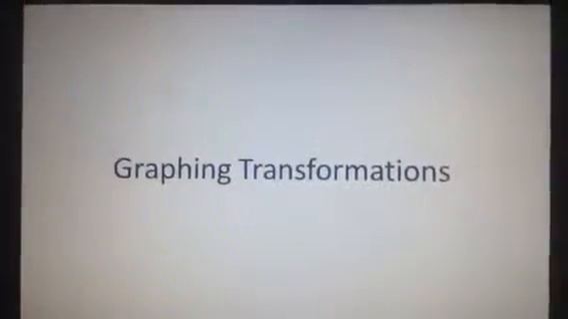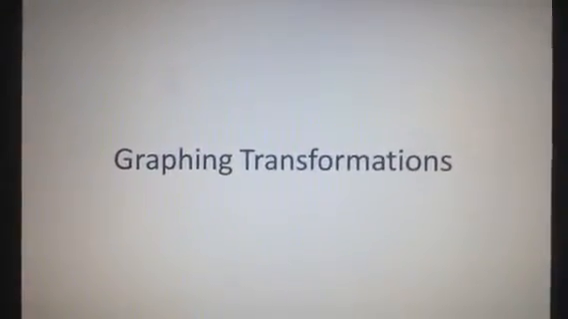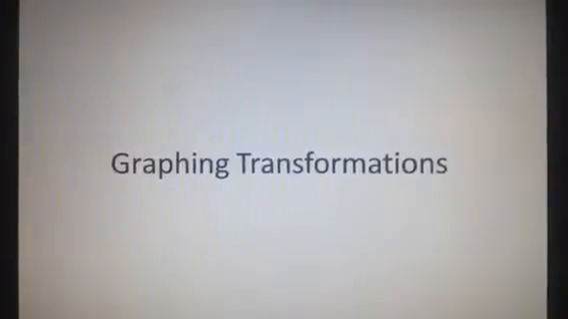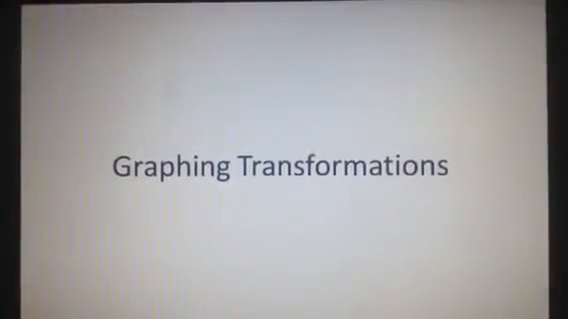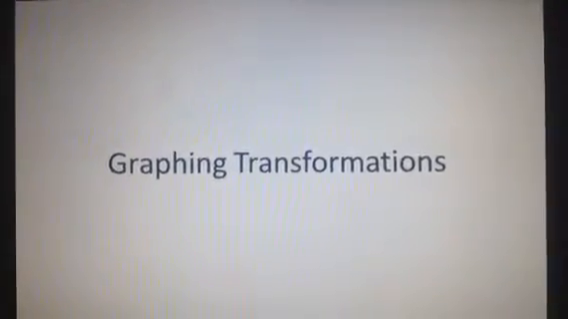Everyone! Today I'll be teaching you how to graph transformations in the vertex form for parabolas. But before we begin, let's review what each variable in the vertex form represents.